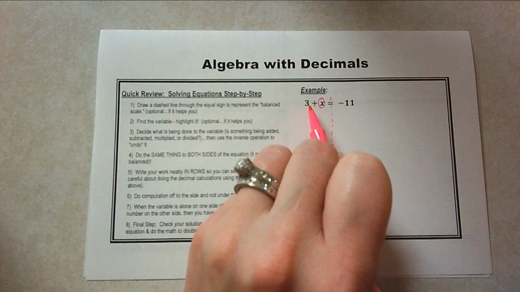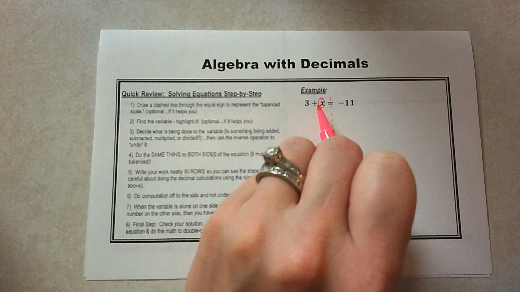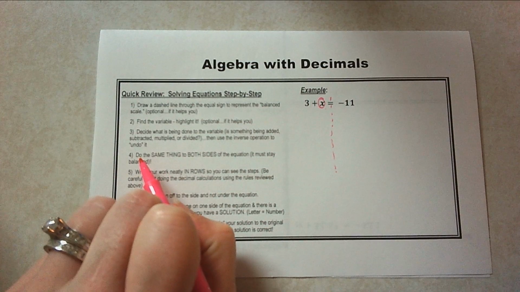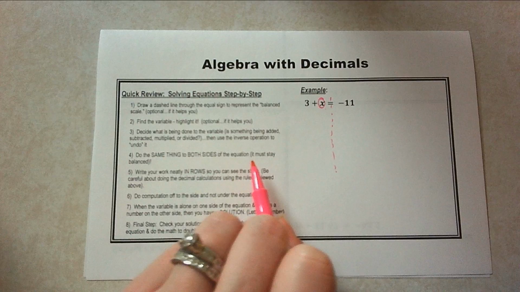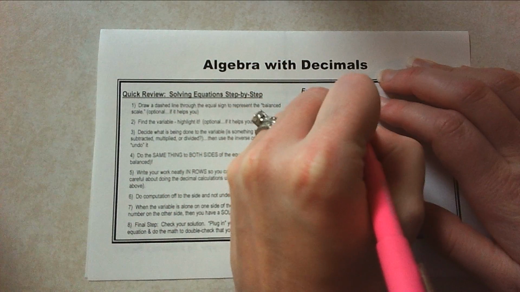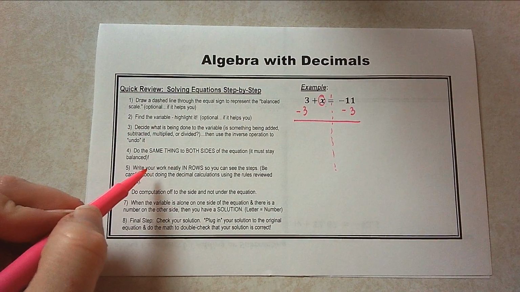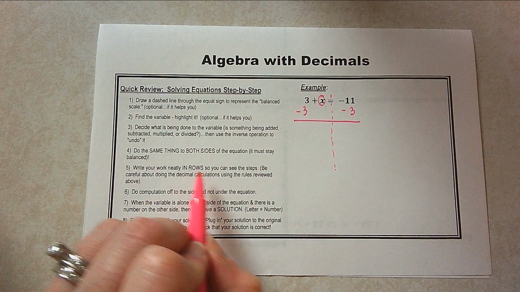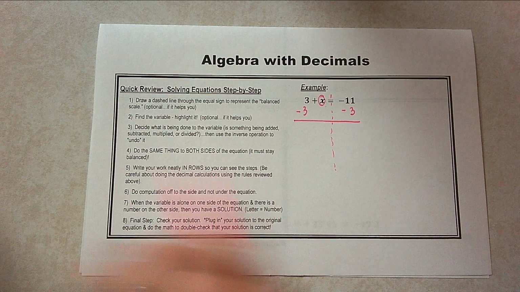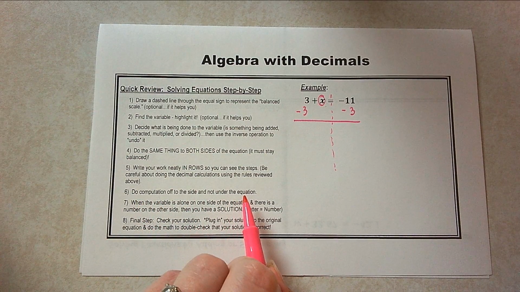X is being added, so we have to use the inverse operation to undo it. And the inverse of add is subtract, so I'm going to end up subtracting on both sides. And it says do the same thing to both sides of the equation, it must stay balanced. So if I subtract 3 from this side, I also must subtract 3 from this side. It says write your work neatly in rows so you can see the steps. Be careful about doing the decimal calculations using the rules reviewed above. Do computation off to the side and not under the equation.